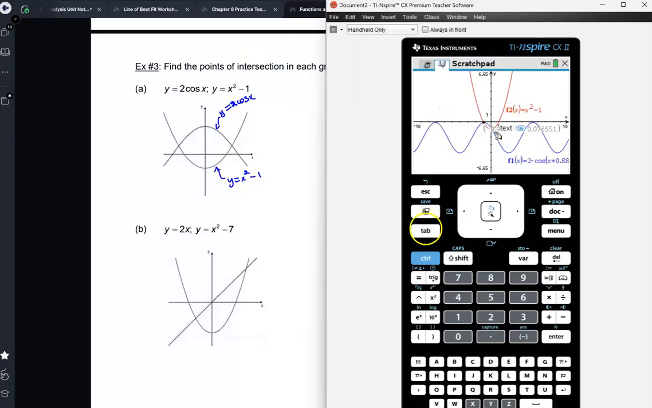Oh, shoot. What did I do? I know. Wait, what? Why? Oh. How much? Where did I get 0.88? Oh, because I moved it and then it... Here we go. This is it, right? Yeah.